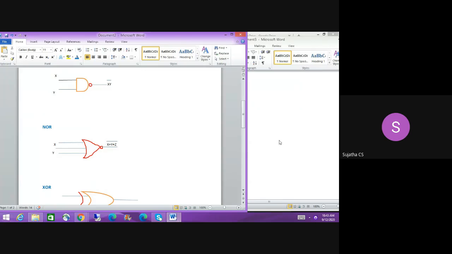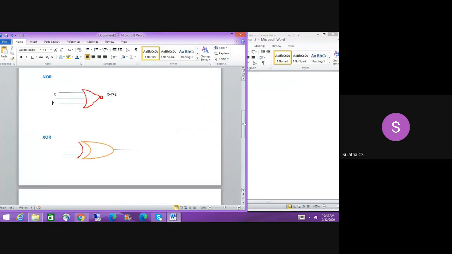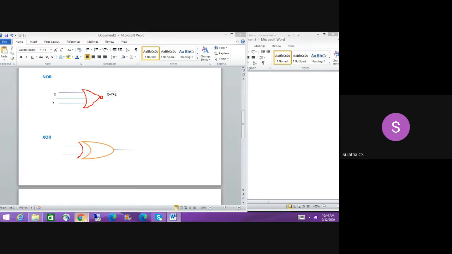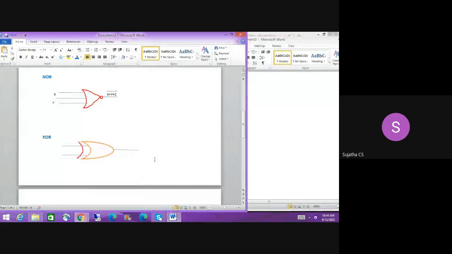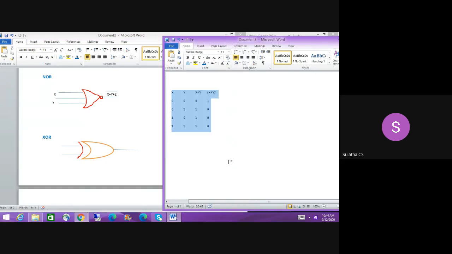Okay, let's move on to XOR gate. XOR gate is an exclusive OR gate. So this is the diagram for the exclusive OR gate, which means you can use either two inputs or more inputs. The combination should be odd, then only you will get the high value.